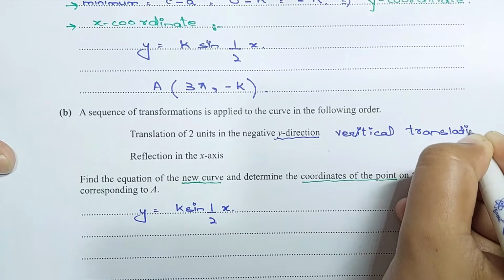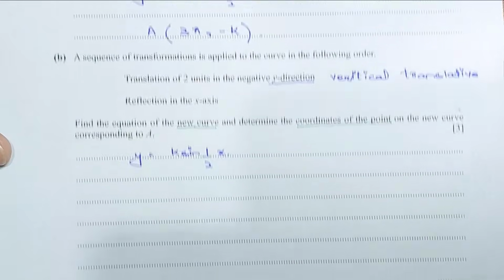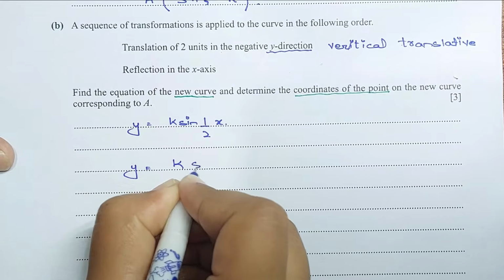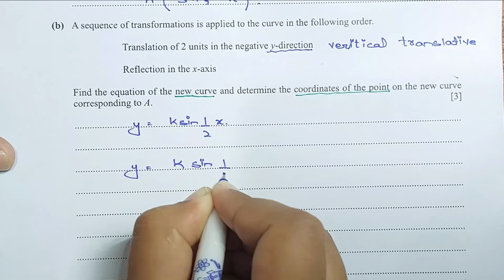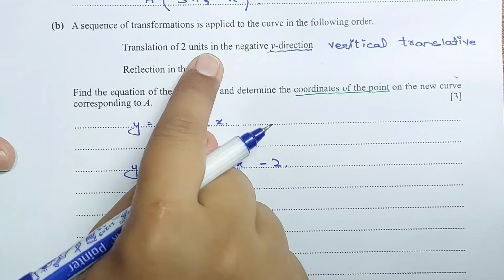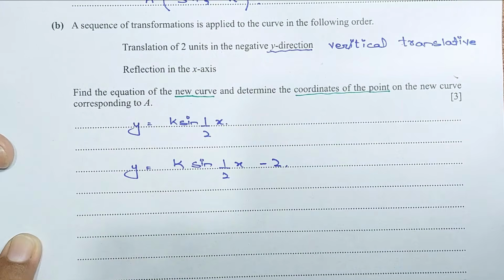We have a vertical translation and it is 2 units negative. So it means 2 units down is the vertical translation. So y equals k sine half x minus 2. So this is a translation 2 units in the negative y direction, which means we have a vertical translation.